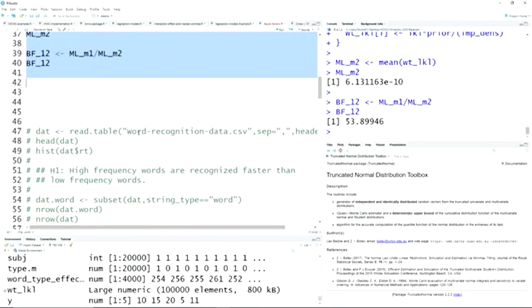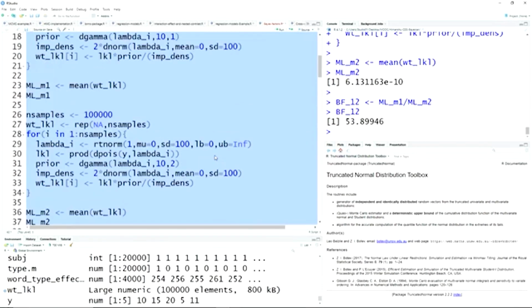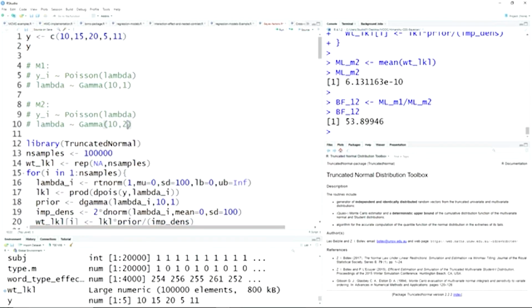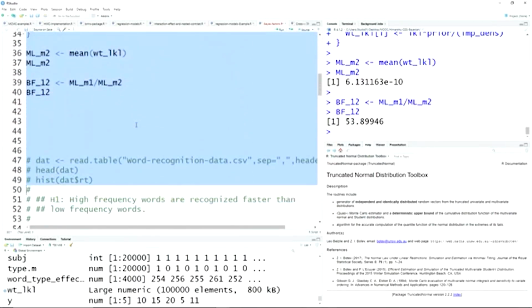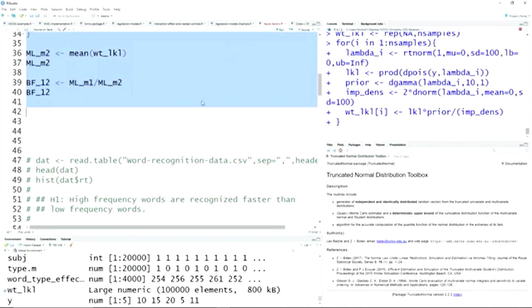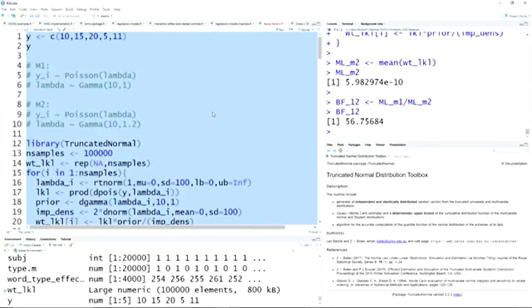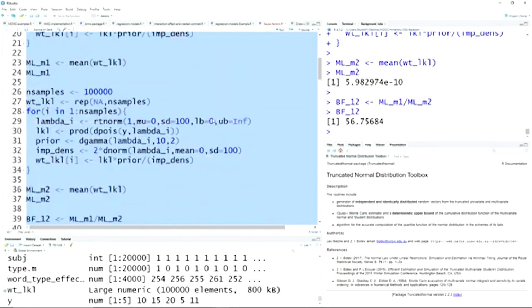So, 53. Okay. So now the evidence is not that strong as we had earlier, right? It's just 53. Okay. And when it's even more close, let's say gamma 1.2. Okay. Now the prior is almost same. So let's see what the Bayes factor would tell us. Okay, we didn't change it here.